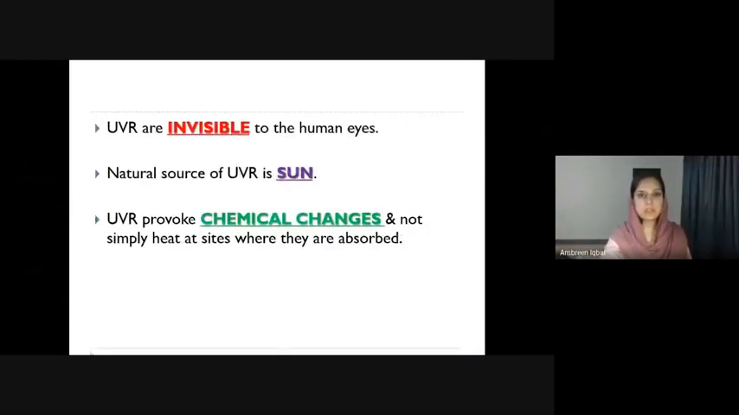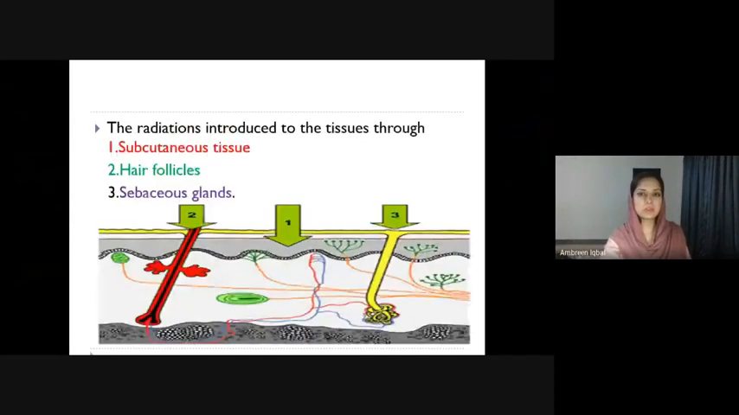Ultraviolets are invisible to human eyes. The natural source of ultraviolet is the sun, as we all know. Ultraviolet does not only produce heat, but it may also provoke some chemical changes. This radiation is introduced into the tissues through subcutaneous tissues. They also pass through hair follicles and sebaceous glands.